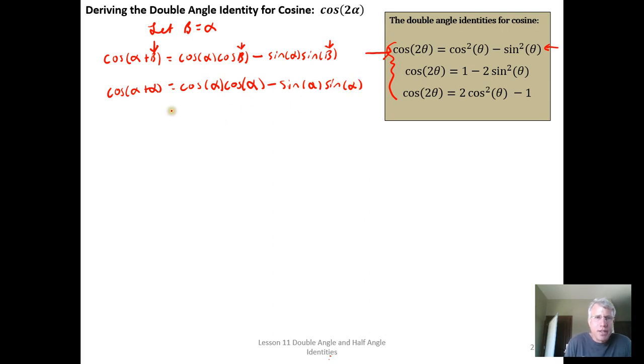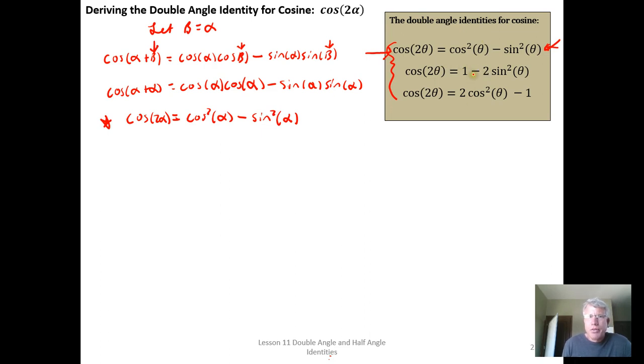And then we simplify things a little bit. So cosine of alpha plus alpha is cosine of twice alpha. Alpha plus alpha is 2 alpha. Cosine alpha times cosine alpha is cosine squared of alpha minus sine alpha times sine alpha is sine squared of alpha. And this establishes the first of the three double angle identities.